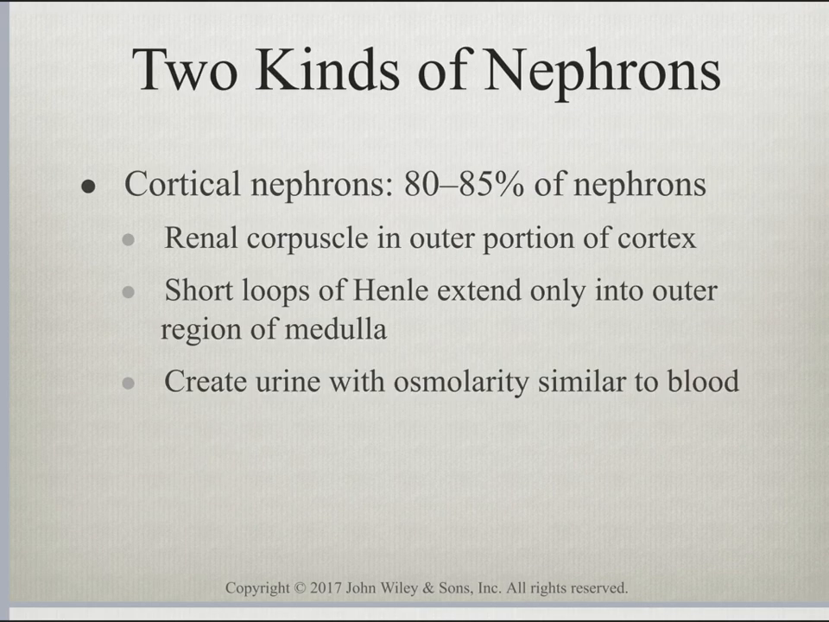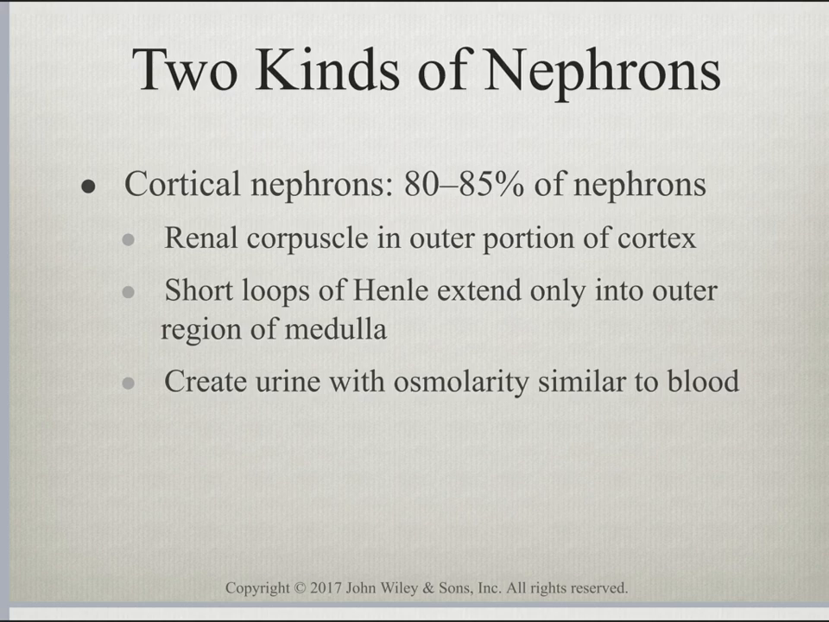Two kinds of nephrons. We mentioned before when we looked at our blood supply that we have two different types of nephrons. So we're going to discuss them and then we're going to show you a picture to explain exactly what they look like. So the most numerous of our nephrons are called cortical nephrons.